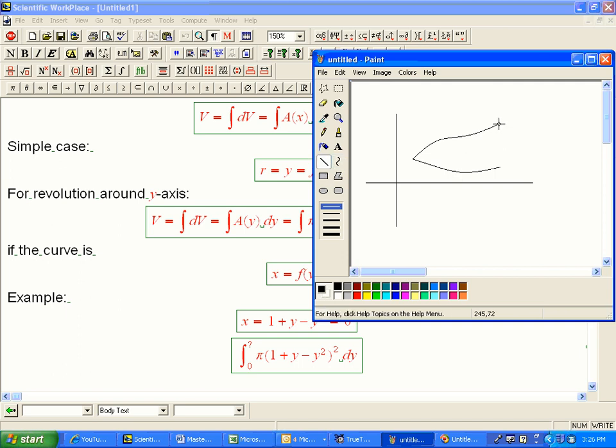And let's join these guys with the vertical line. Okay, so there's the region I want. Maybe I'll fill that in with some paint. There's the region, and I'm going to revolve that around the x-axis. Okay, I'm going to take that and revolve it around the x-axis.